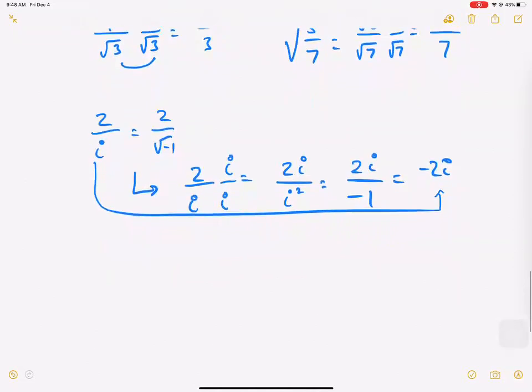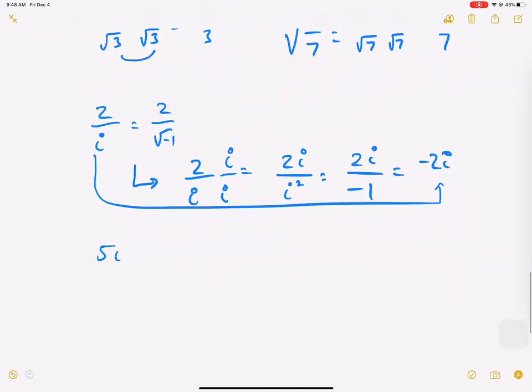Let's do this again. 5i divided by, let's give you guys i squared, okay? So I could here just cancel out, but here's actually a trick.